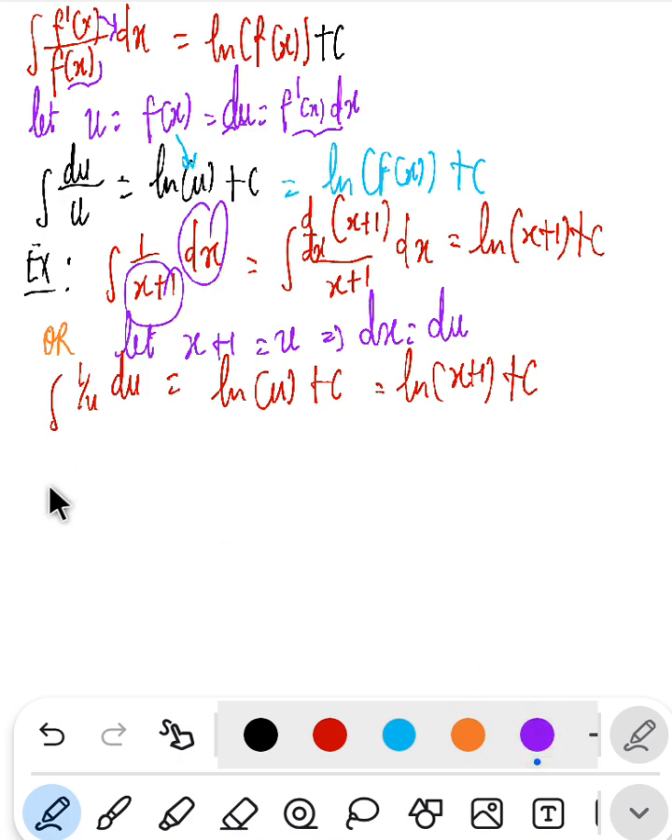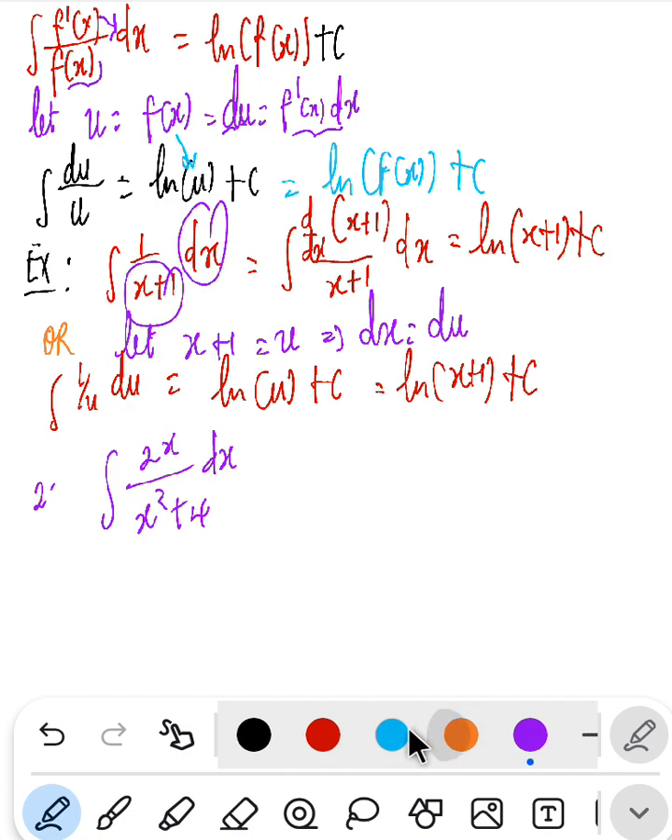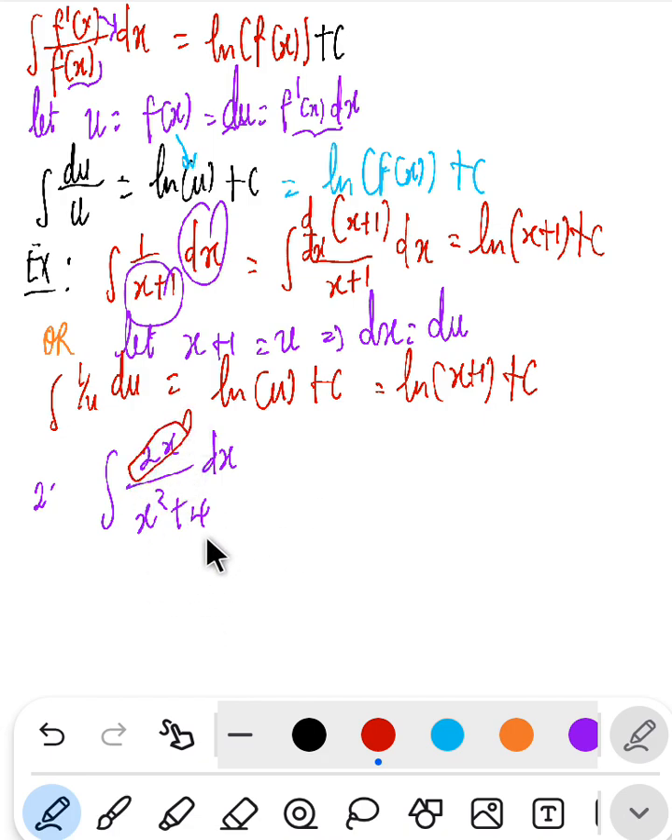Okay, so example 2, we have the integral of 2x over x raised to the power of 2 plus 4 dx. So how do we integrate this particular function right here? If you check the denominator and the numerator, we can see that the derivative of the denominator is 2x. That is, if you differentiate x squared plus 4, we have 2x.